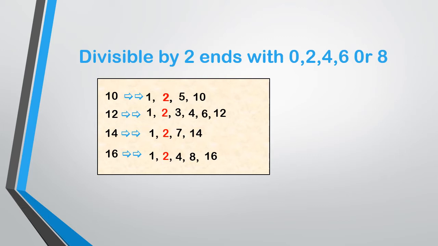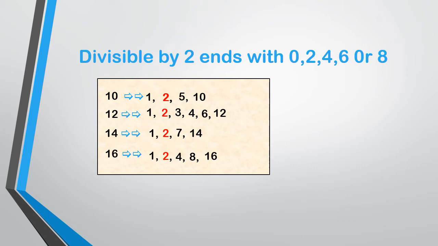So every number is divisible by 1. Okay. 10 also divisible by 1. 12 also divisible by 1. 14 also divisible by 1. Then 16 also divisible by 1. So every number is divisible by 1.